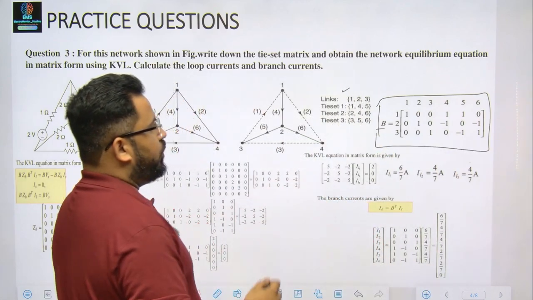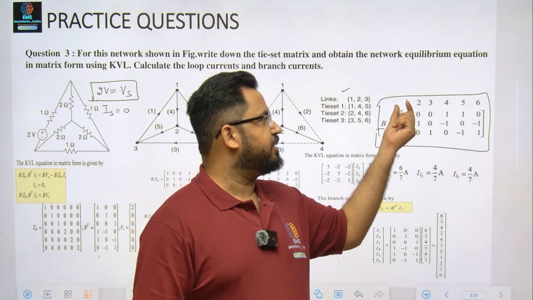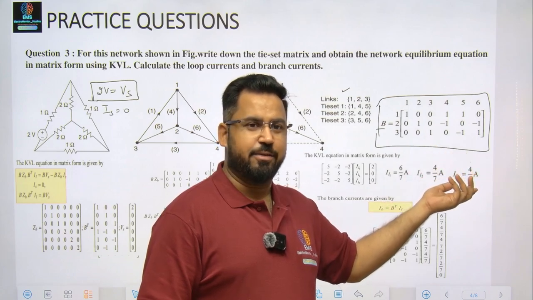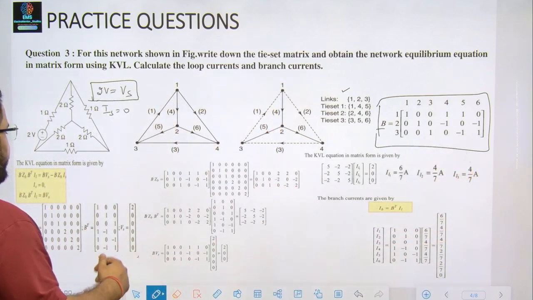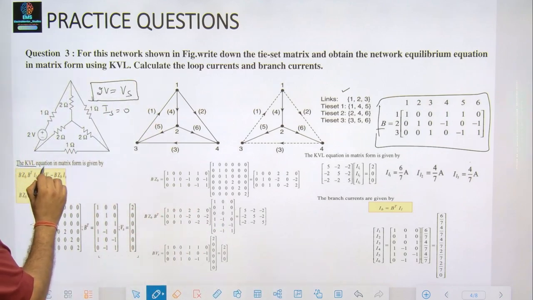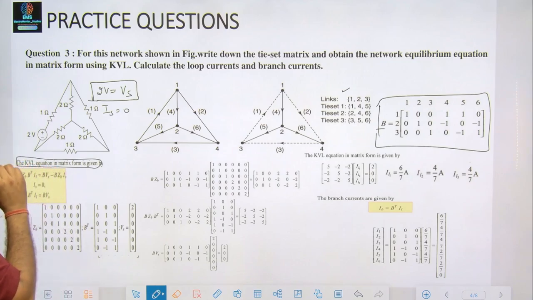So what are the links for which I'm getting the tie-set matrix? Links are 1, 2, and 3. We can say loop matrix or we can say tie-set matrix. Now, moving to the first part. The first part says find the KVL equation.